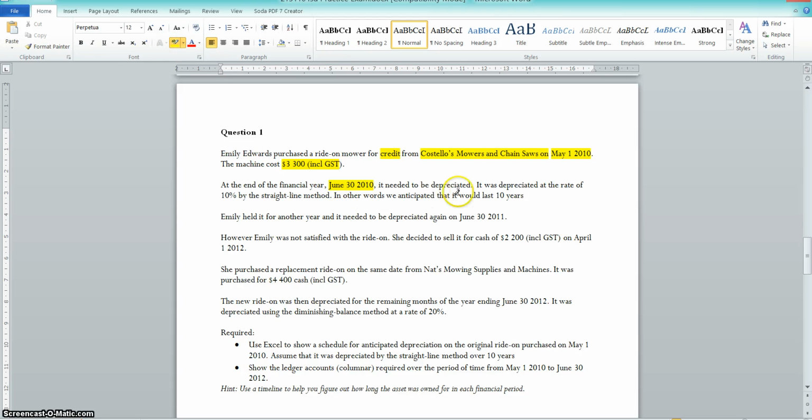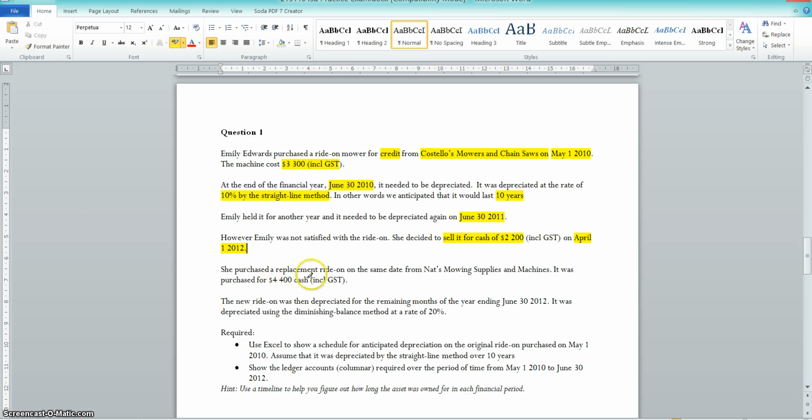At the end of the financial year 2010, it needed to be depreciated. It was depreciated at a rate of 10% by the straight line method. So we anticipate it'll last 10 years. That's useful life. Emily held it for another year and it needed to be depreciated on 30 June 2011. However, she was not satisfied and decided to sell it for cash, $2,200 including GST, on April the 1st, 2012.